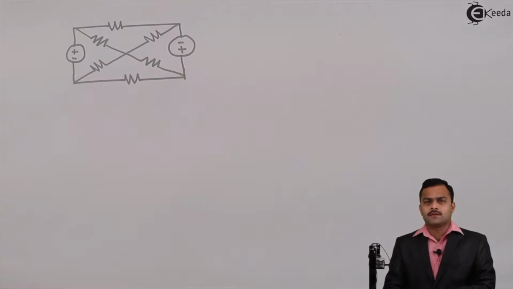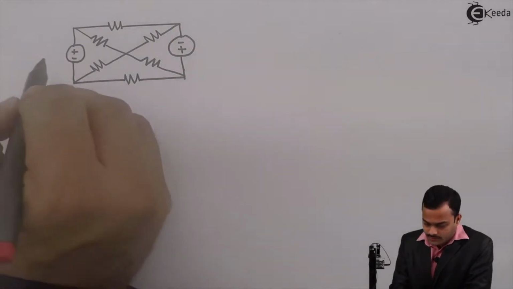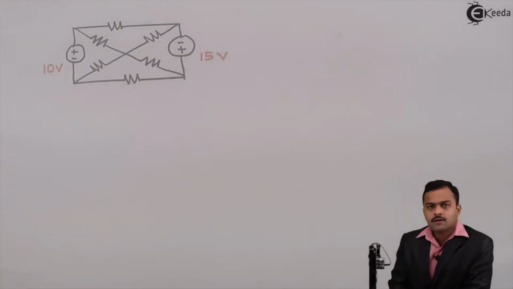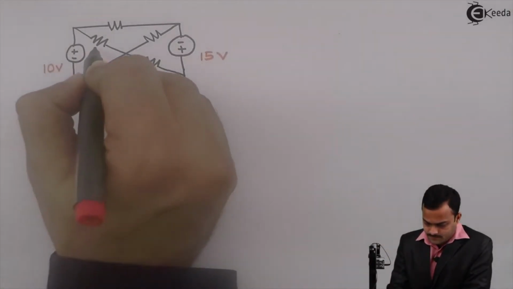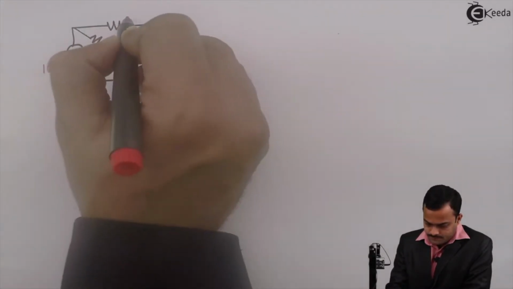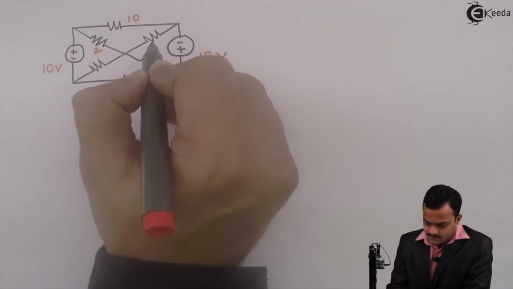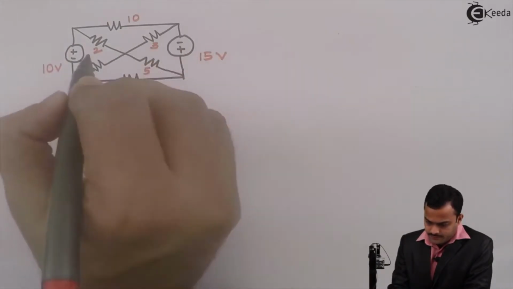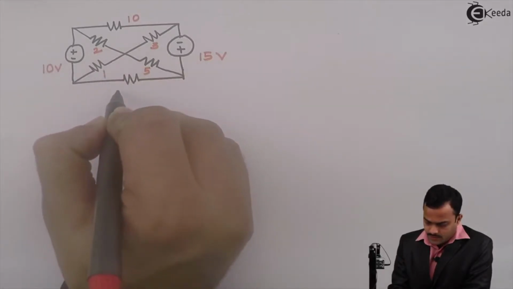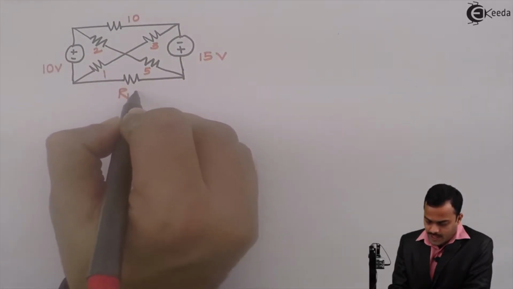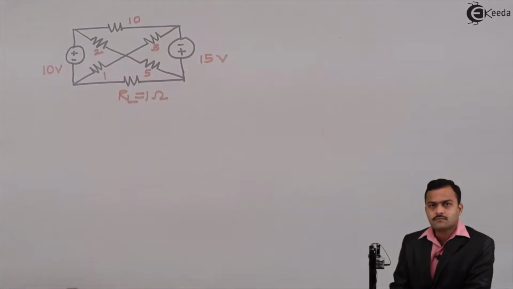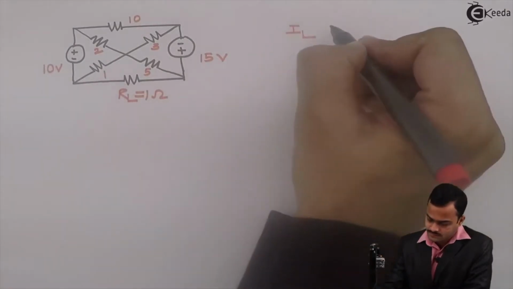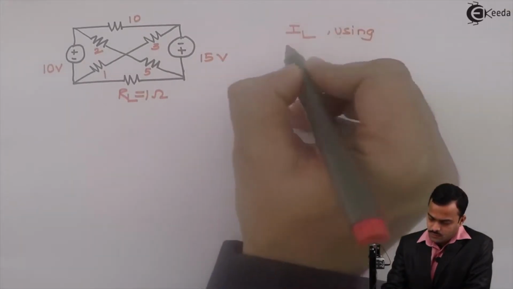So in this problem we are having two voltage sources of the value 10 volt and 15 volt with resistances 2 ohm, 10, 3, 5, 1, and here we are taking RL equal to 1 ohm. Objective is to get current flowing through load resistance using Norton's theorem.